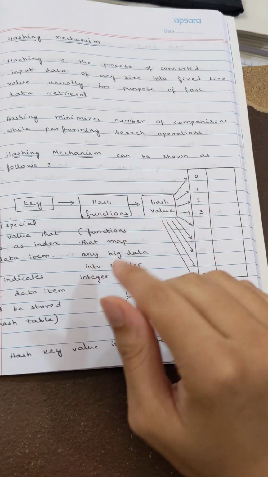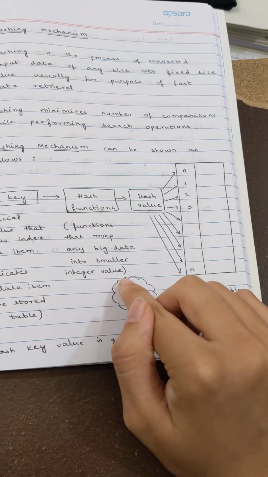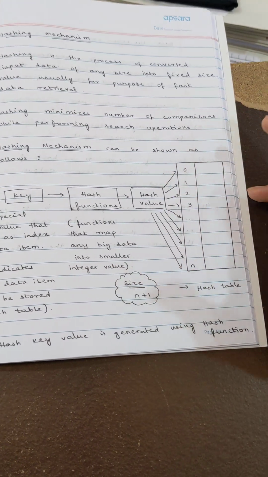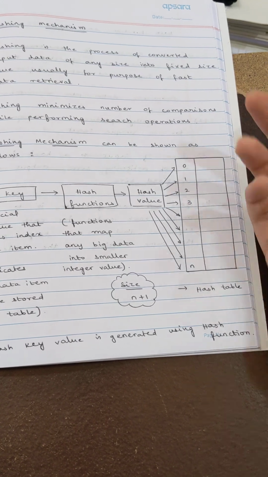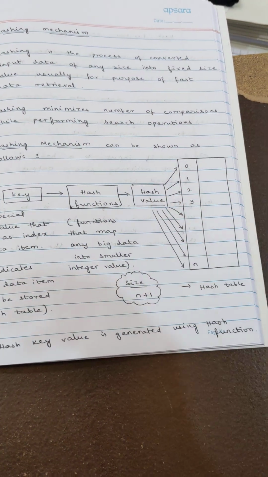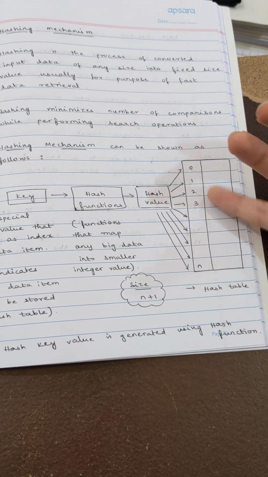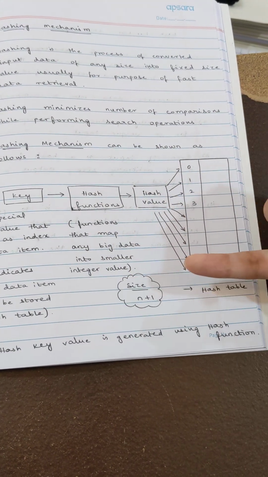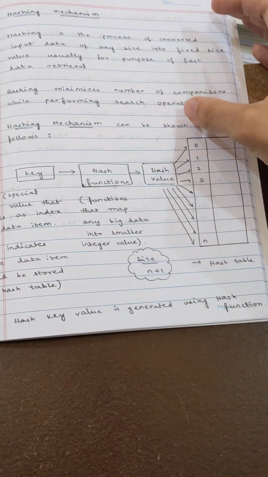Hash function, it's a function that maps any big data into a smaller integer value. Okay, so what is mapping? It's like a key pointing to a value, or it's like associating one value with another. That is called as mapping. So the hash value we are going to map to some kind of index, smaller integer value in the hash table. And the hash table, it's like an array.